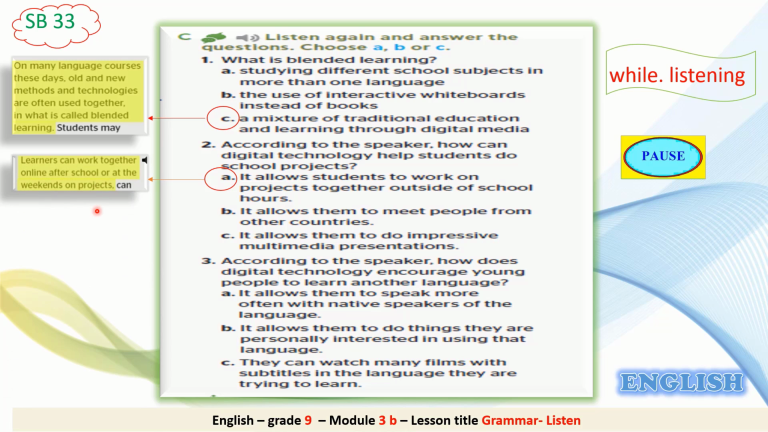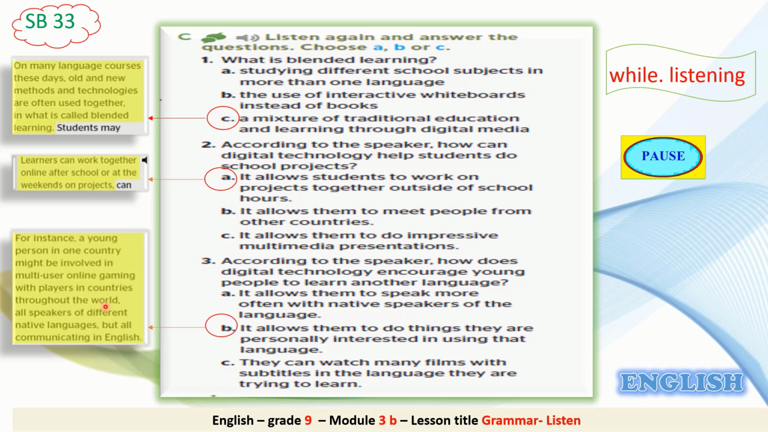Now, what about question number 3? What do you think the correct answer is? Excellent. It's B. According to the speaker, how does digital technology encourage young people to learn another language? The correct answer is it allows them to do things they are personally interested in using that language. And this is the sentence which refers to that. Very good, students.